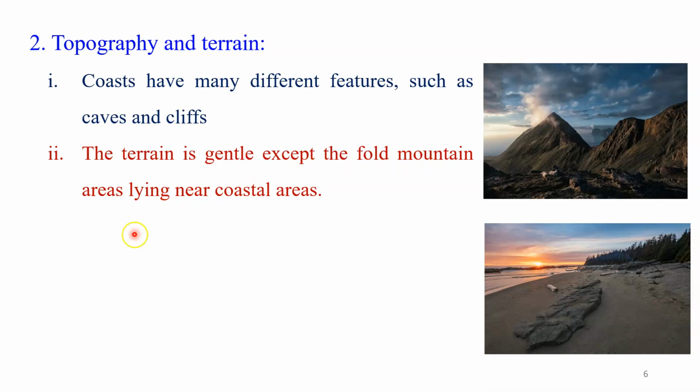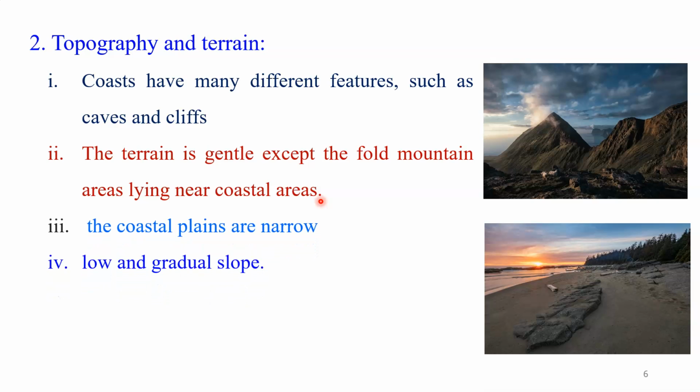except for the mountain areas lying near the coast. Otherwise, most of the coastal area is very gentle. The coastal plains are very narrow. They have a low and gradual slope. You see here in this picture that the slope is very gentle.